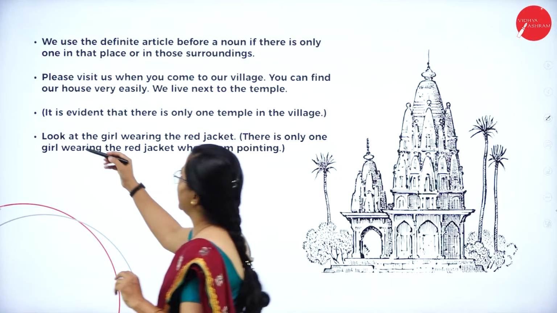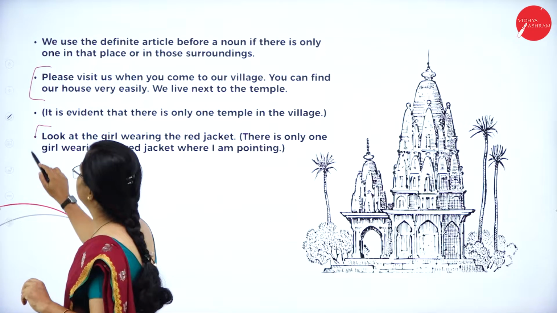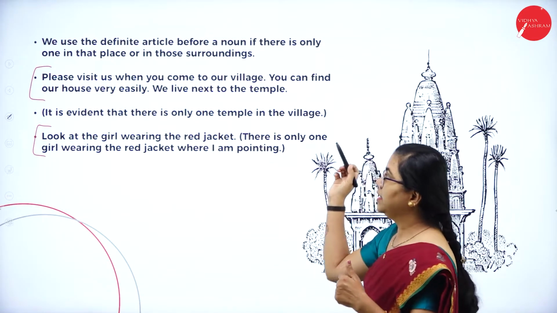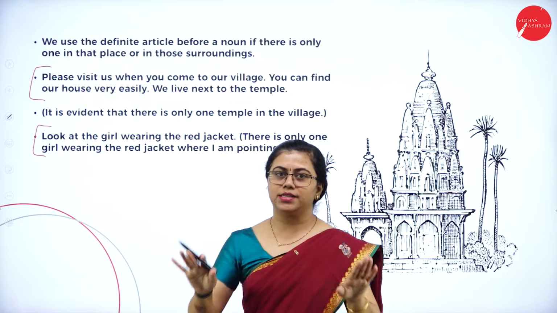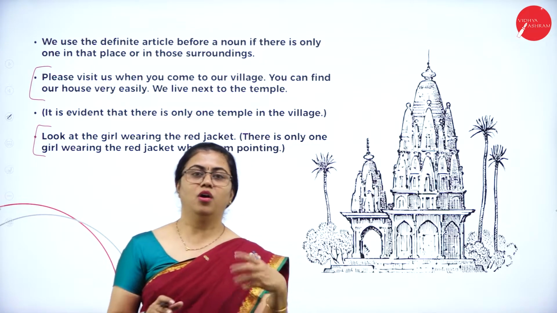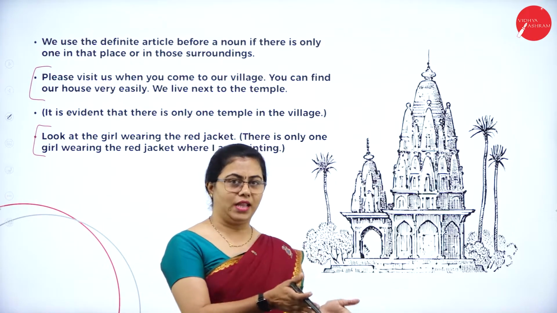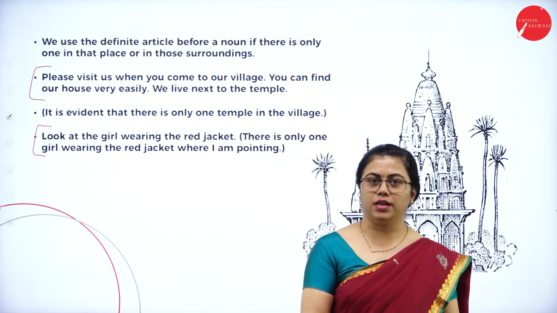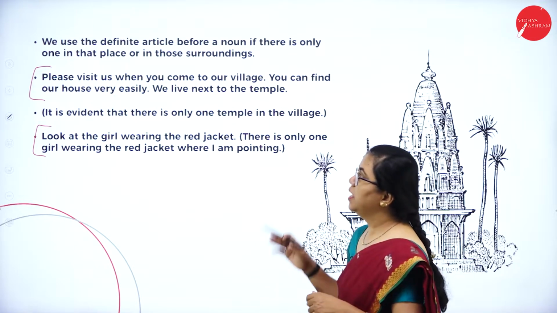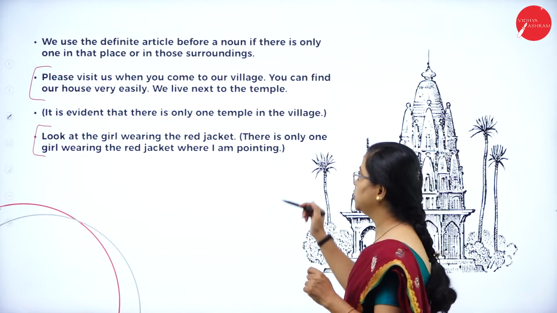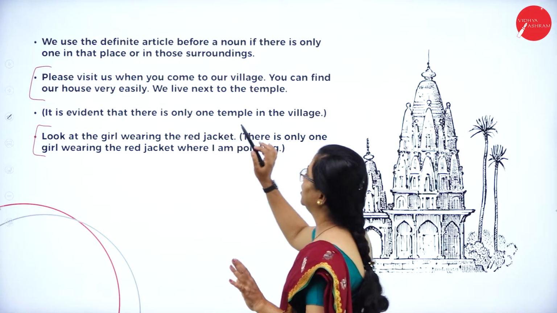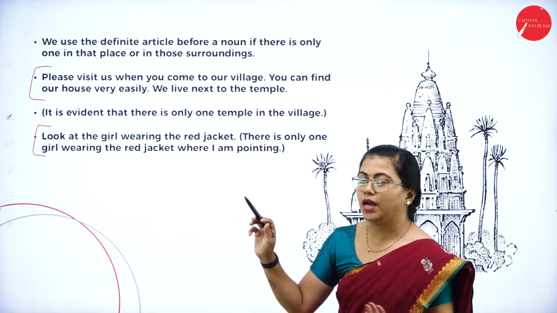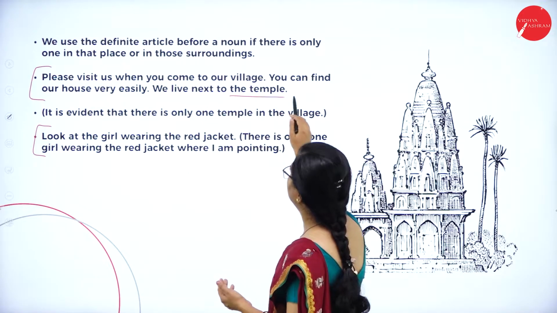So here is a sentence as an example. These are examples of sentences. We use this definite article before a noun when there is only one in that place, in that surrounding. Suppose we are talking about a hotel or a restaurant. It is the only one in that place. At that time we use this definite article. Let us see that in an example. Please visit us when you come to our village. Here there is no article used. You can find our house very easily. How can you find our house? We live next to the temple.